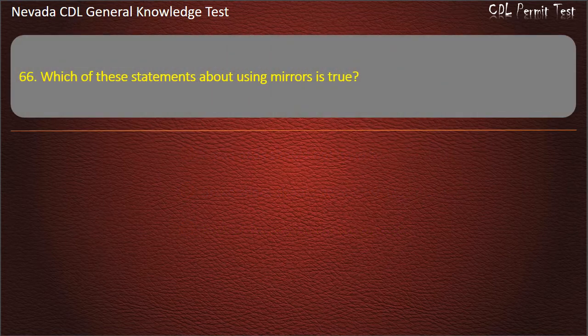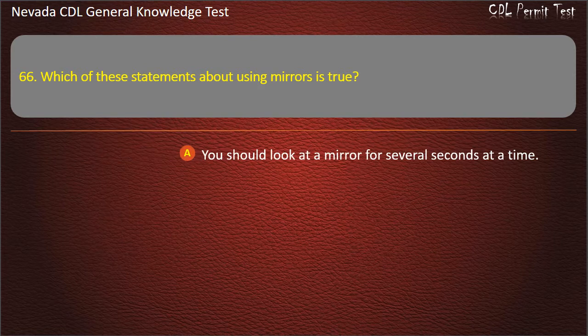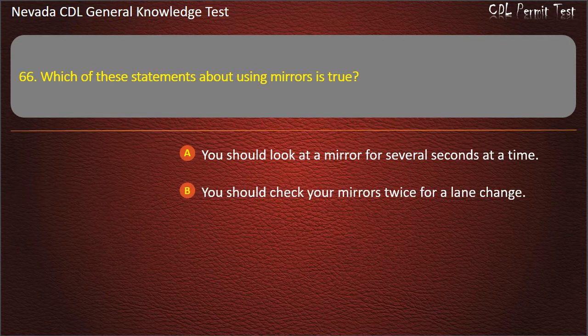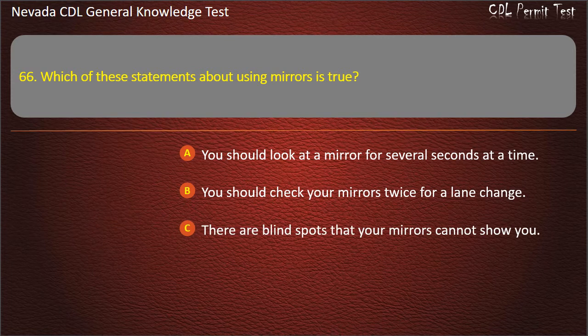Question 66. Which of these statements about using mirrors is true? You should look at a mirror for several seconds at a time. You should check your mirrors twice for a lane change. There are blind spots that your mirrors cannot show you. Answer. There are blind spots that your mirrors cannot show you.